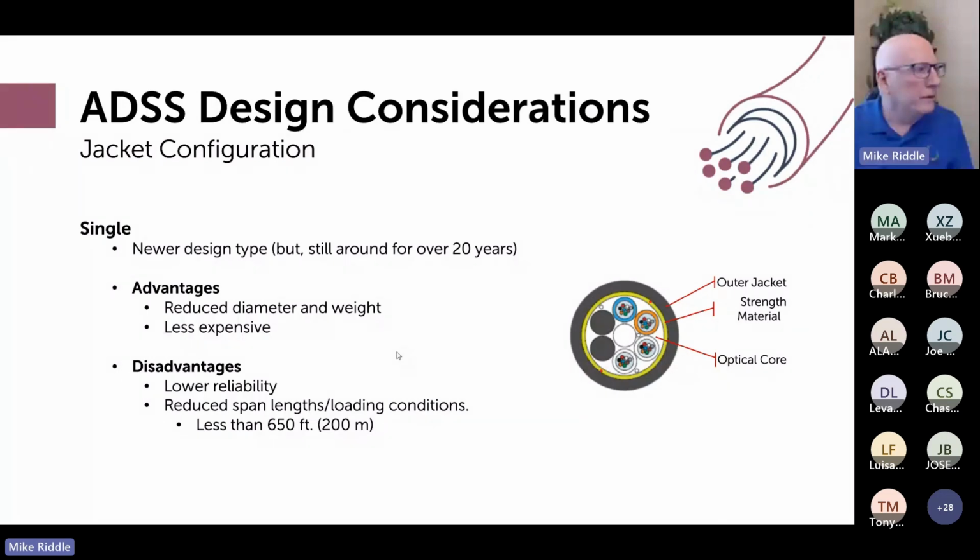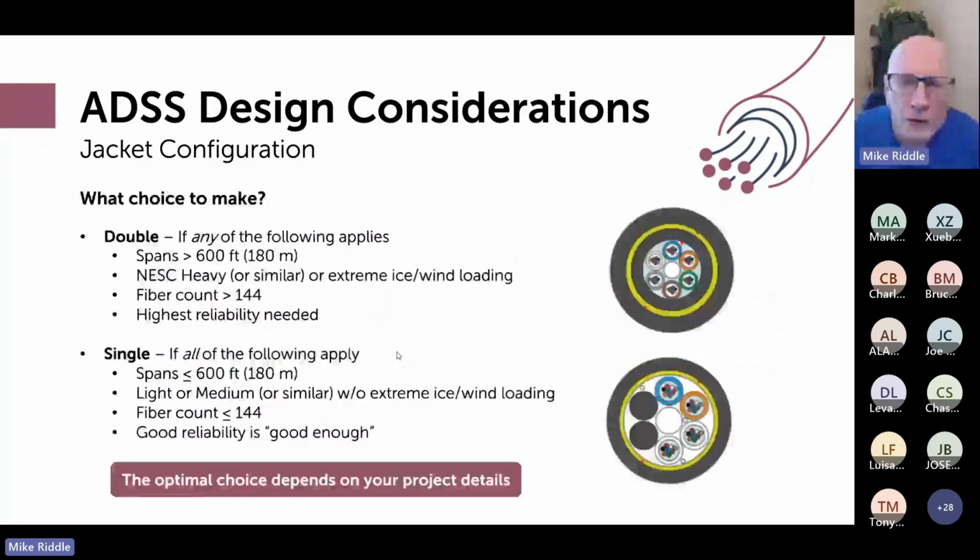And that moment is here. So what should you use, double or single? Well, if any of the following applies, we recommend that you use double jacket construction. So if the spans are more than 600 feet, if you're using NESC heavy or similar conditions, because I know I've got international customers here, well, what do I mean? Well, NESC heavy means you've got a significant amount of ice coupled with wind loading. Another significant, and it's admittedly a vague term, would be high wind loading conditions.